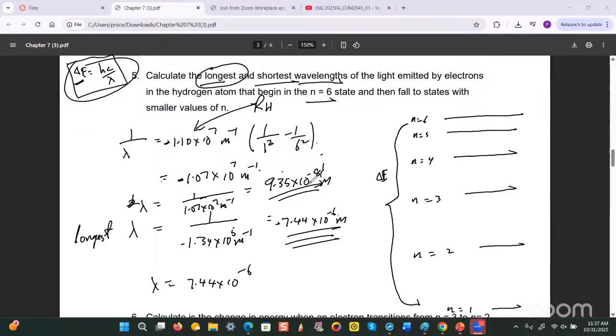Any questions about this? Yes, ma'am. So on the assignment and on the test, do you want us to write it as the absolute value? Yes. If you get a negative lambda value, write it as a positive, because there's no such thing as a negative value for the wavelength. The negative sign only indicates that radiation is emitted. Any other questions?